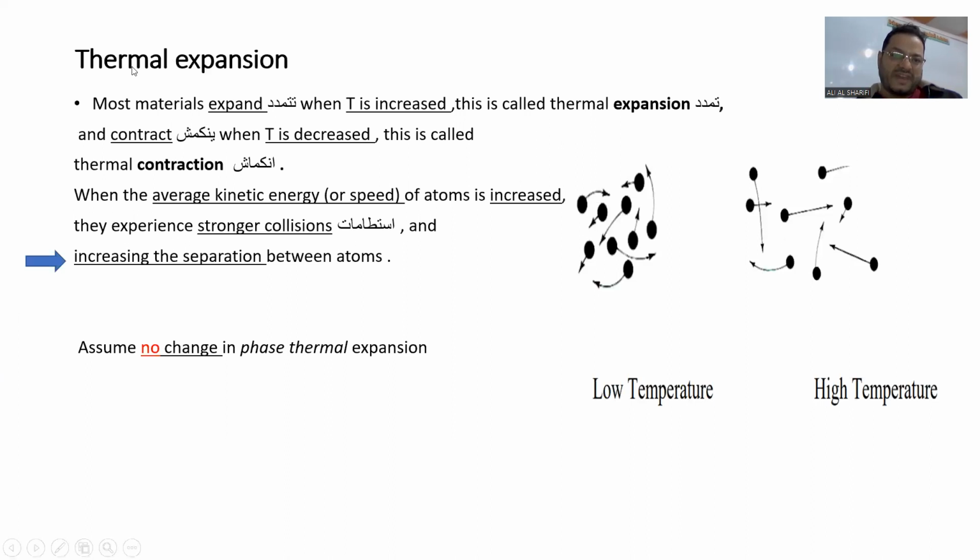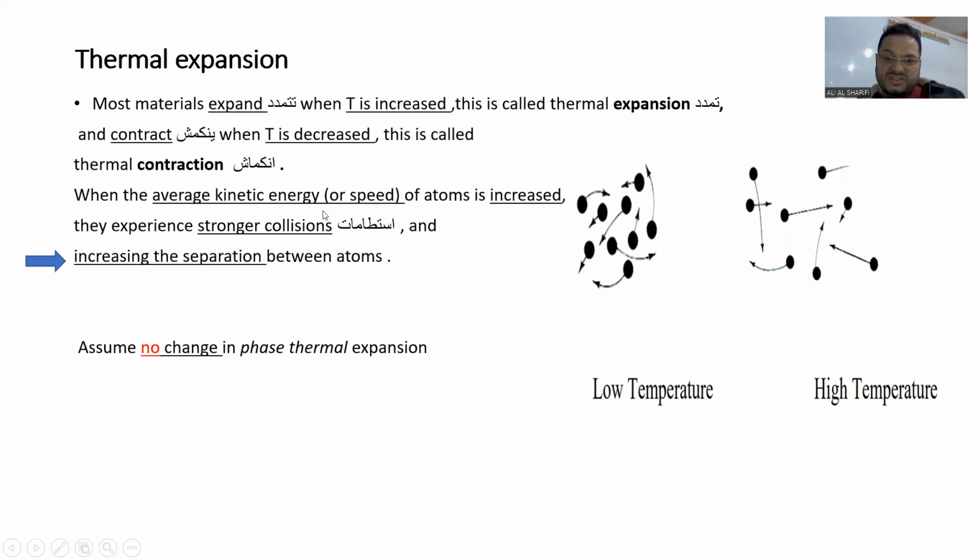Here, the thermal expansion. Most materials, like bridges, cables, any material, specifically solid material, will expand when the temperature increases and will contract when the temperature decreases. Okay, we have expansion when the temperature increases, and we have contraction when the temperature decreases. By that we have thermal contraction when the temperature decreased.